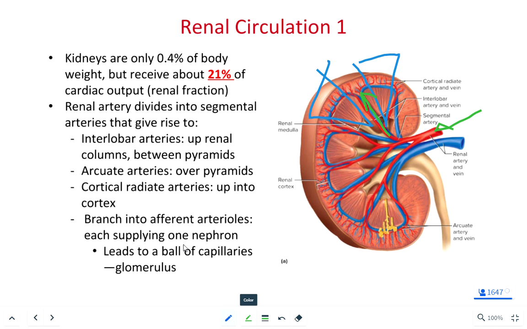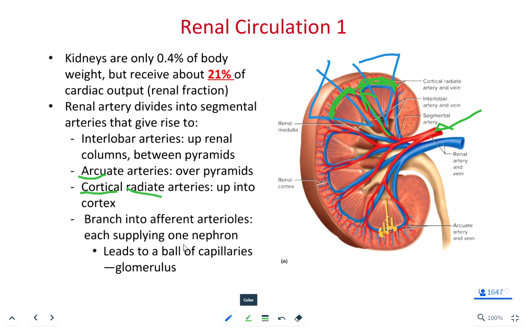And then we'll have a blood vessel that's going to arc around the perimeter of the renal cortex. That blood vessel is known as an arcuate artery. And those arcuate arteries have an arching pattern within the renal column. And then from the arcuate arteries, that arc, we have the cortical radiate arteries.